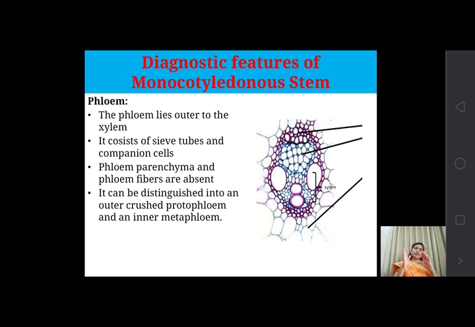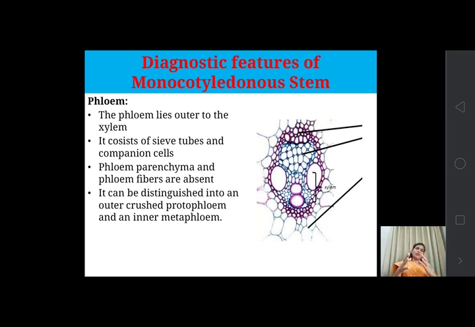So it contains the epidermis, a single layer of compactly arranged cells, and a thick cuticle is present, but trichomes are absent. Under the epidermis, there is a multi-layered sclerenchymatous hypodermis. Then the ground tissue is not differentiated into cortex and pith.